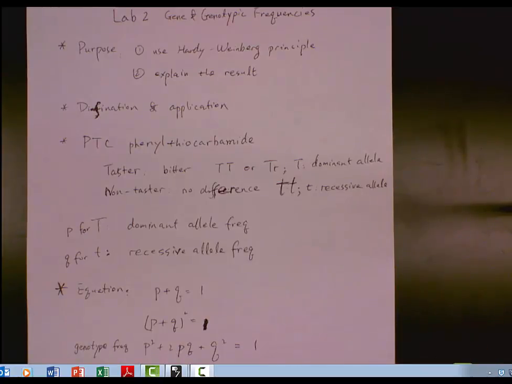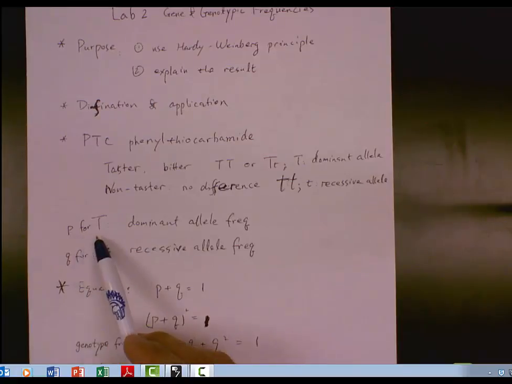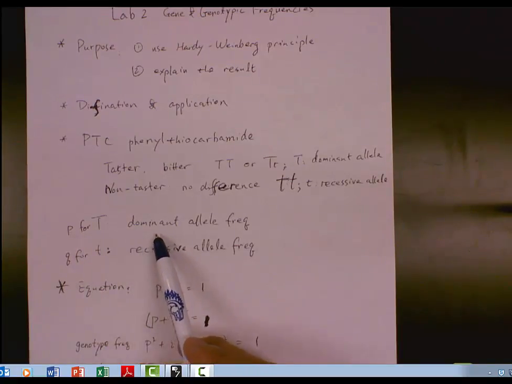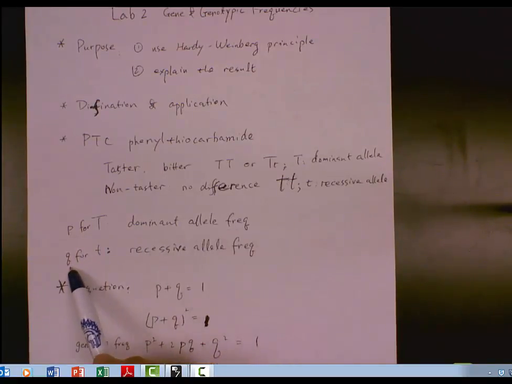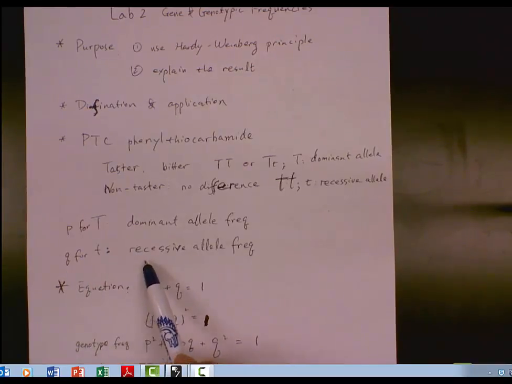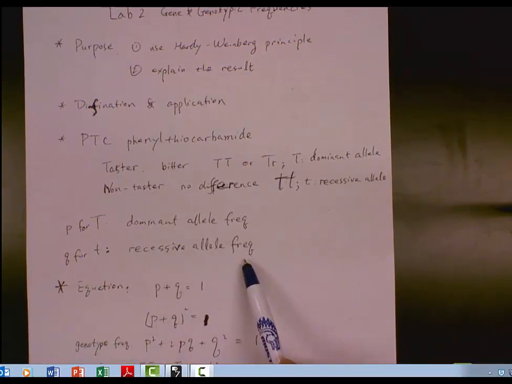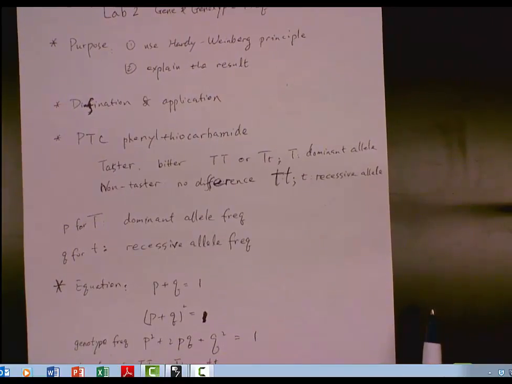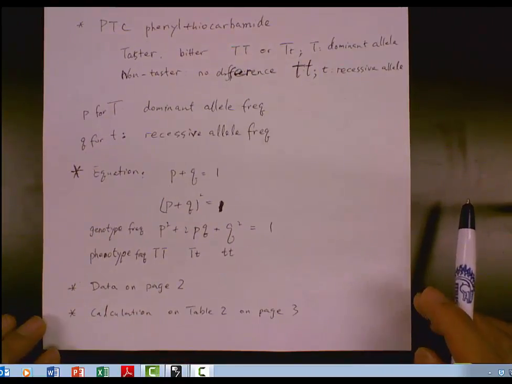The corresponding frequencies: we call small p the dominant allele frequency, and small q the recessive allele frequency. Once we have those clear, we can move on.